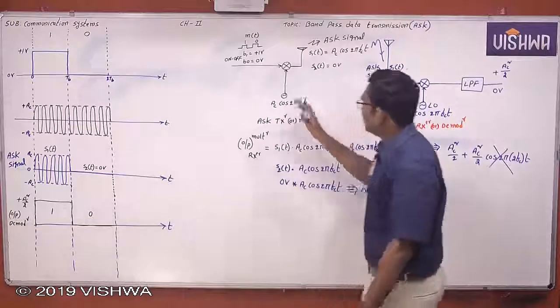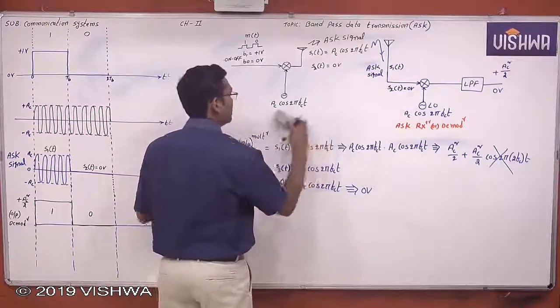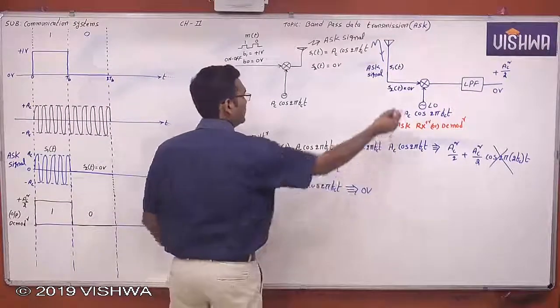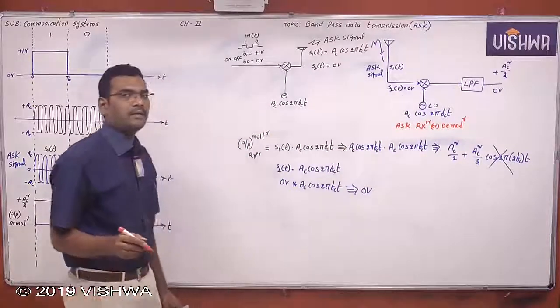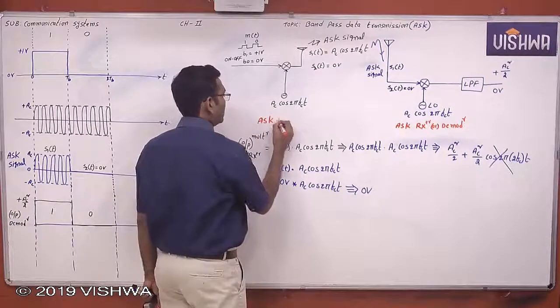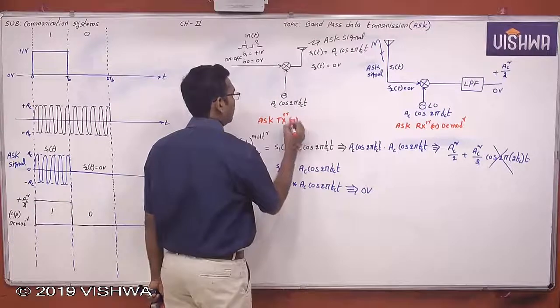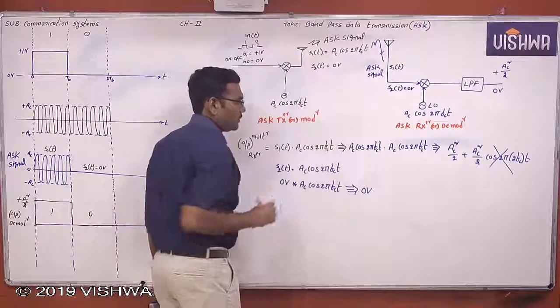Now this is the ASK transmitter or ASK modulator, and this is the ASK receiver or ASK demodulator, which we practically name as a coherent detector. This is the ASK transmitter or modulator. Okay, no doubt.